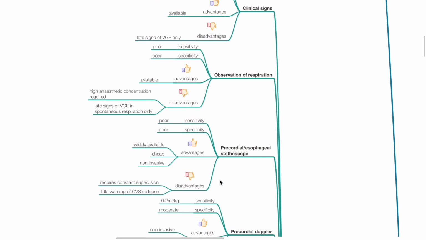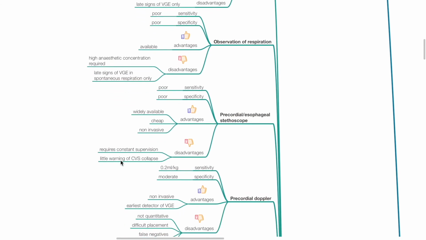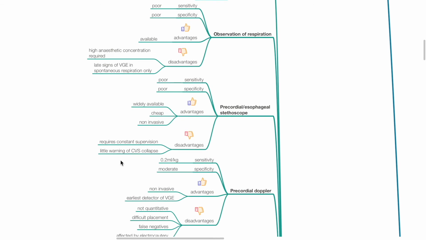Precordial or esophageal stethoscope have both poor sensitivity and specificity. Advantages include widely available, cheap, and non-invasive. Disadvantages: requires constant supervision, and there is little warning of CVS collapse.